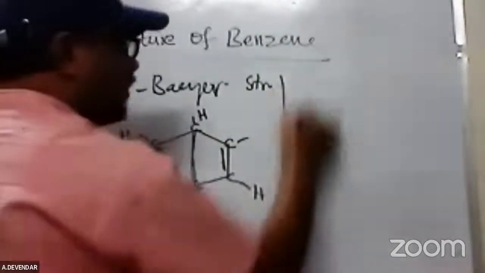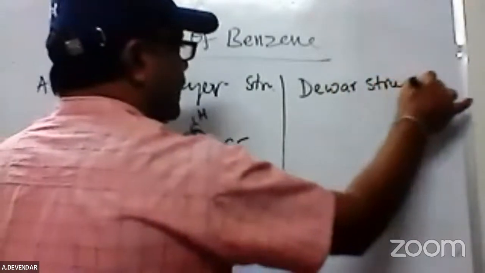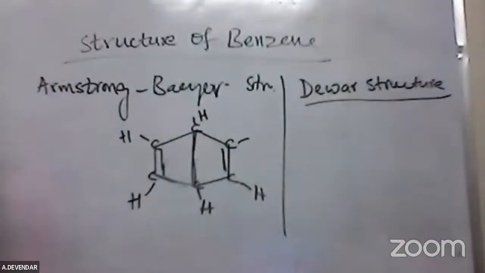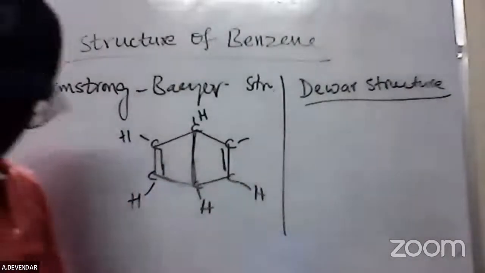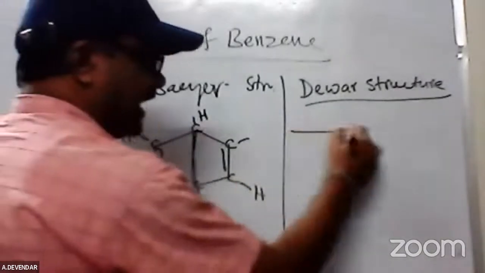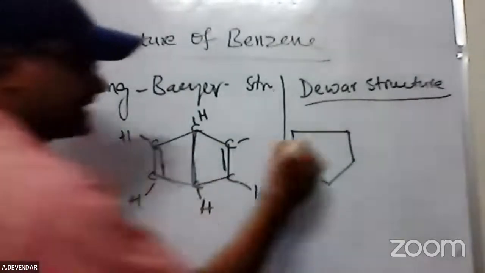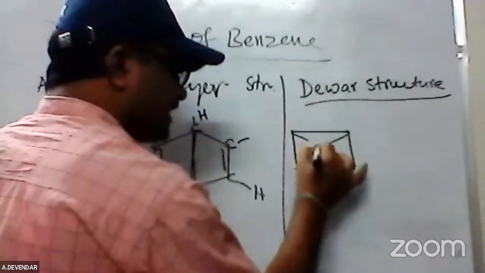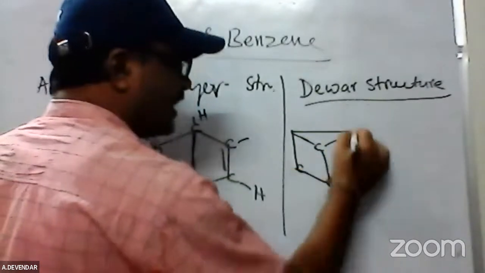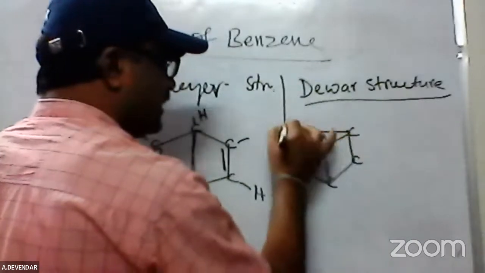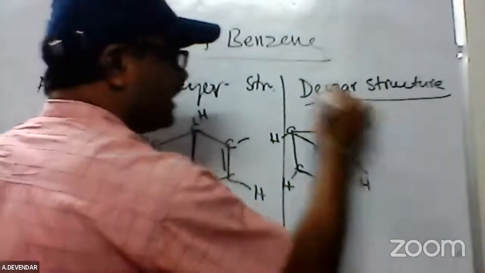And one more, the Dewar structure, is also a very important contribution to benzene. Friends, here you have to write all the structures: the straight chain structures, the Armstrong Bayer structure, the Dewar structure also. Dewar explained it like this: a pentagonal ring structure of a cyclic nature. Here there is carbon, carbon, carbon, carbon, and here there is a hydrogen, a hydrogen, a hydrogen. This is explained by Dewar.